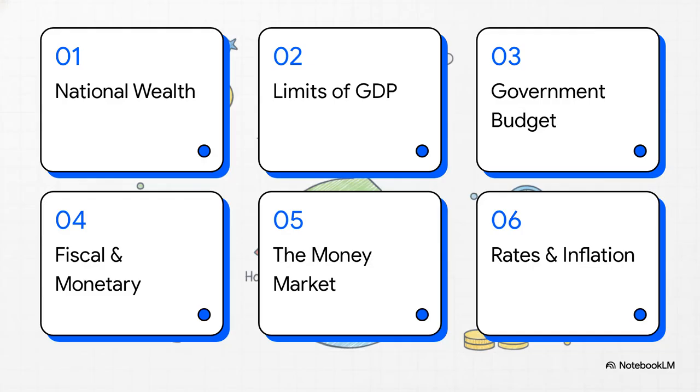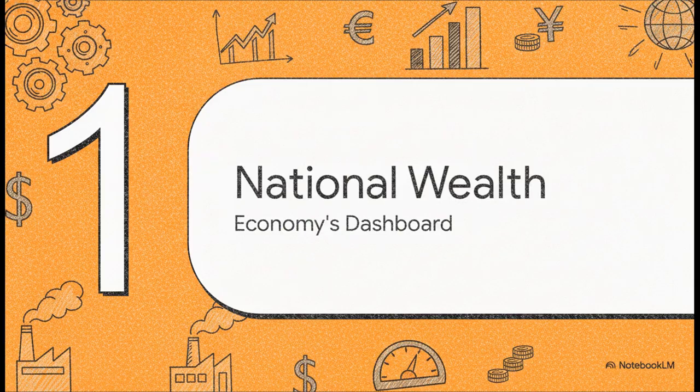Okay, let's dive into this. We're going to explore 6 critical parts of our machine today. We'll start with measuring national wealth, then look at the limits of GDP, the government budget, fiscal and monetary policy, the money market, and finally, interest rates and inflation. Part 1. Measuring national wealth, the dashboard of the economy.